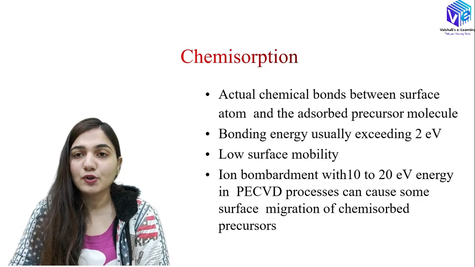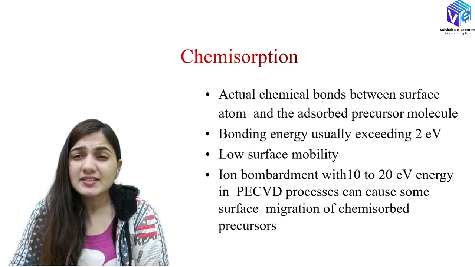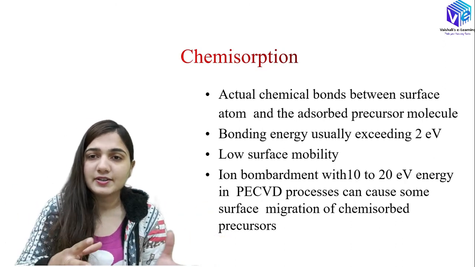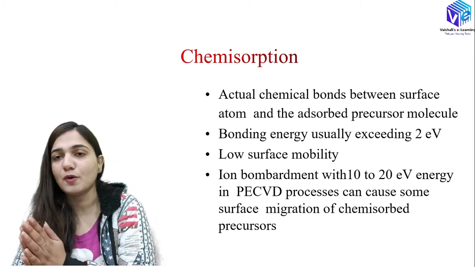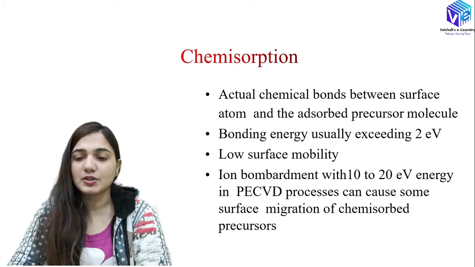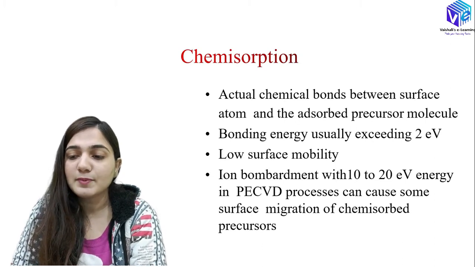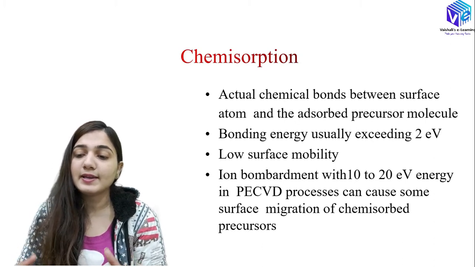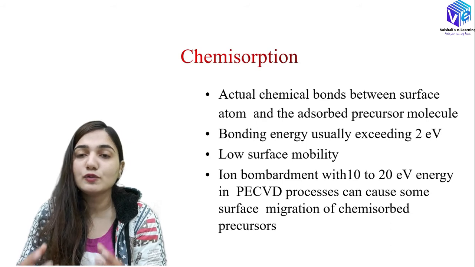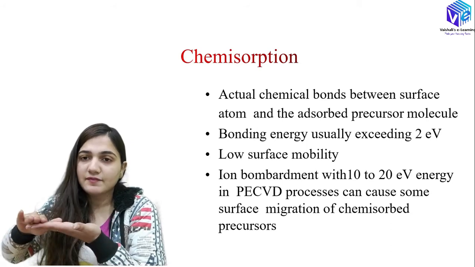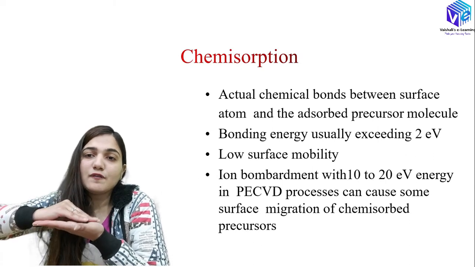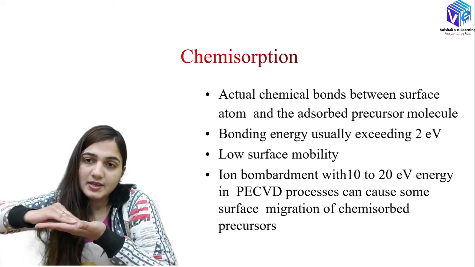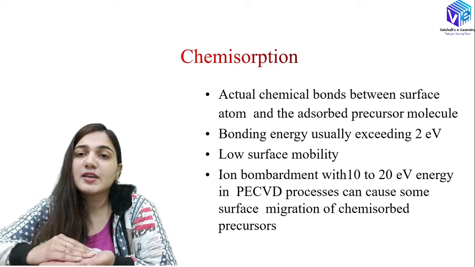First of all, we are talking about chemisorption. As the name suggests, there is some chemical reaction involved in chemisorption: chemical reaction plus adsorption. So actual chemical bonds are forming between the surface atoms and the adsorbed precursor molecules. Whenever I have this surface, the precursor molecules come and form chemical bonds with the surface. Okay, so this is chemisorption.